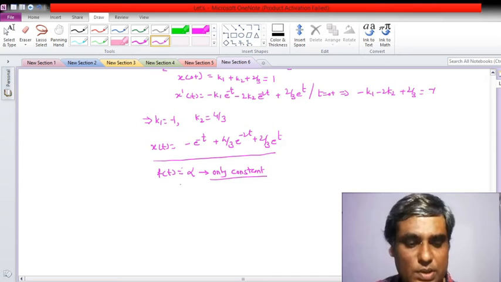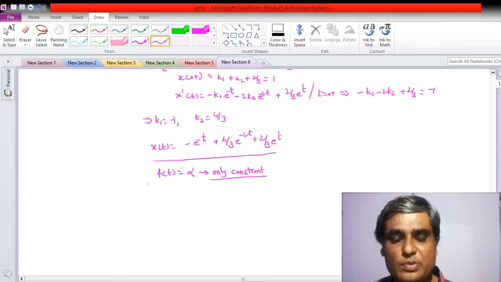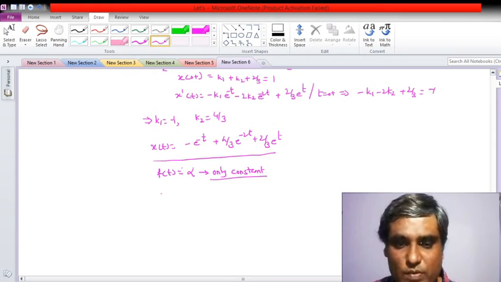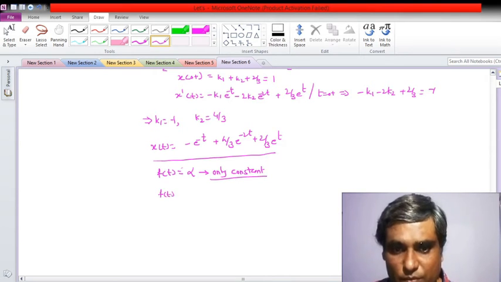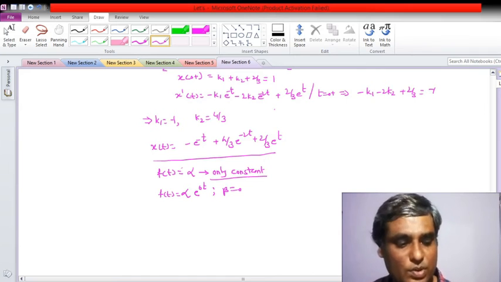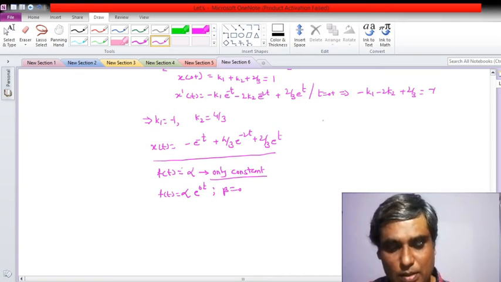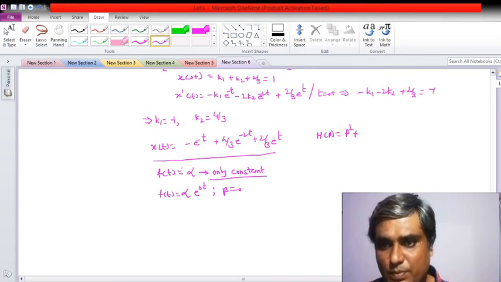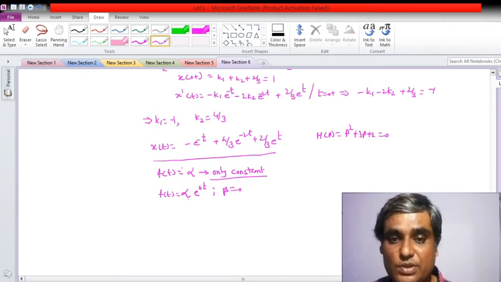If it is only a constant, then try to express it in exponential form. F of t will be alpha e raised to 0t, where my beta will be 0. Assume the same equation we had, whose characteristic equation was p square plus 3p plus 2, which we have seen earlier. Instead of 4 e raised to t, let me take it equal to alpha.